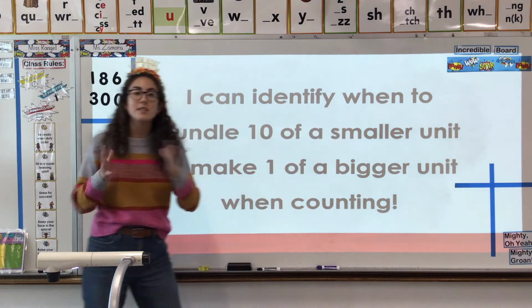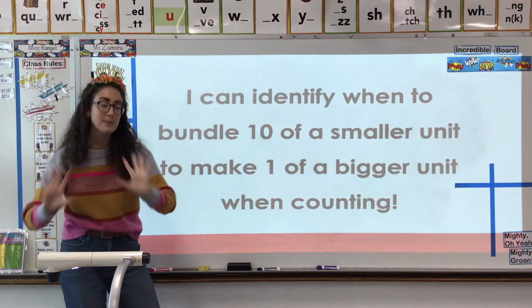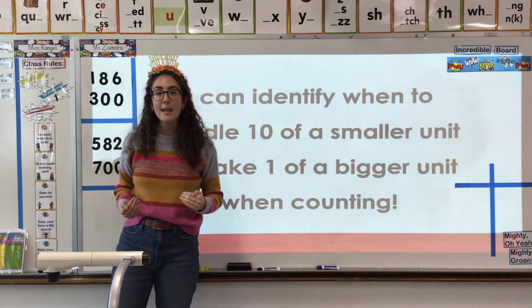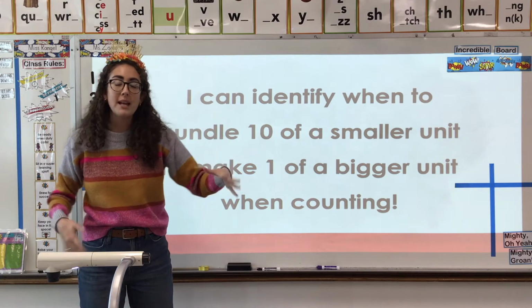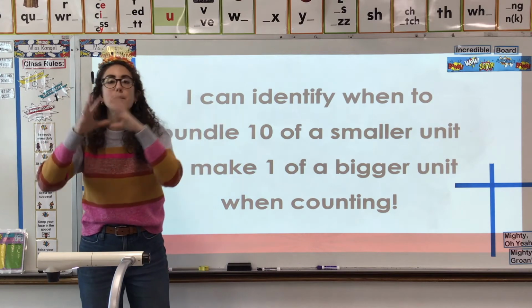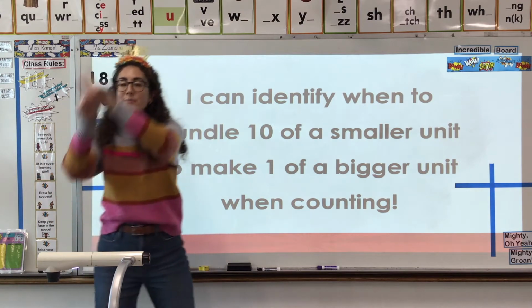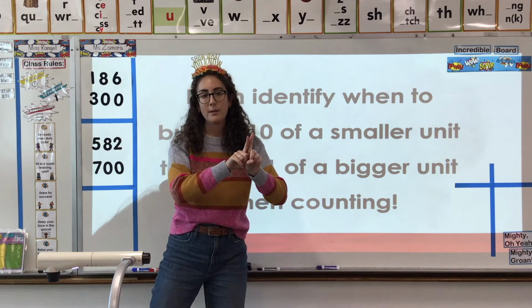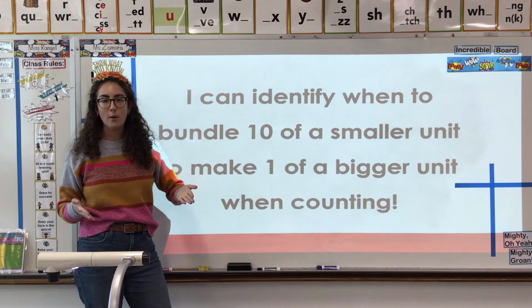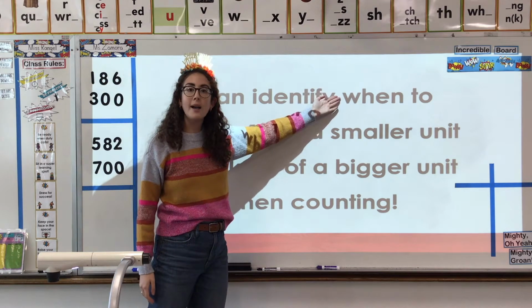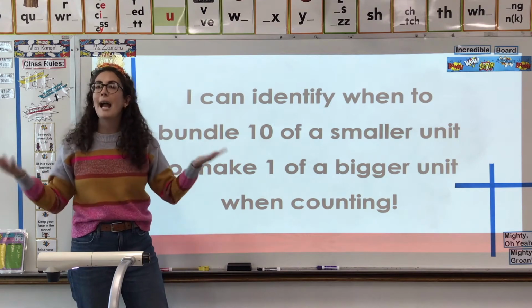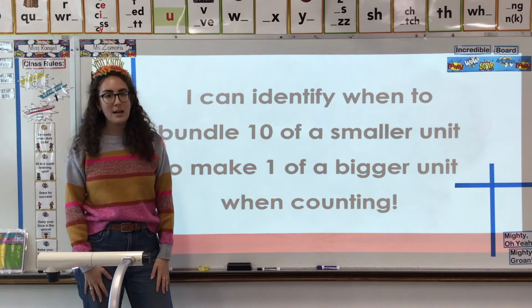When you have to bundle 10 of a smaller unit to get 1 of a bigger unit. Your goal today is, as you're skip counting, being able to pause and say, hey, at this number, I need to bundle my 10 of a smaller unit to get 1 of a bigger unit. So yes, we're counting today, but that's not our only goal. Our goal is to be able to pause and say, here, this is when I need to bundle and why. So that's our big goal today.